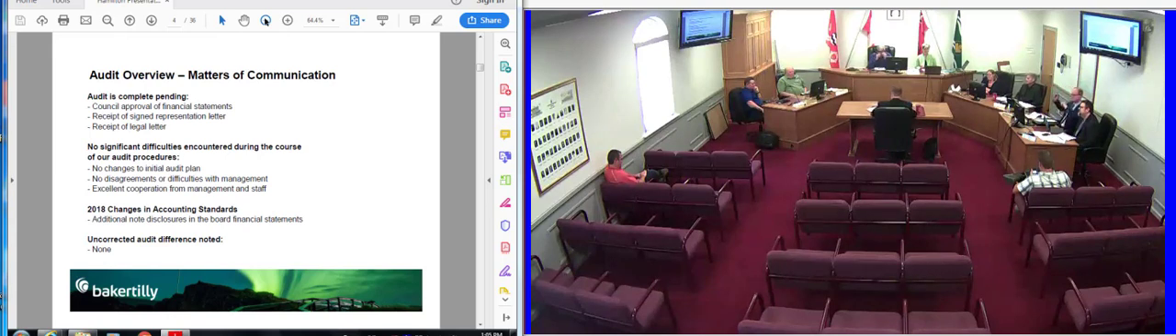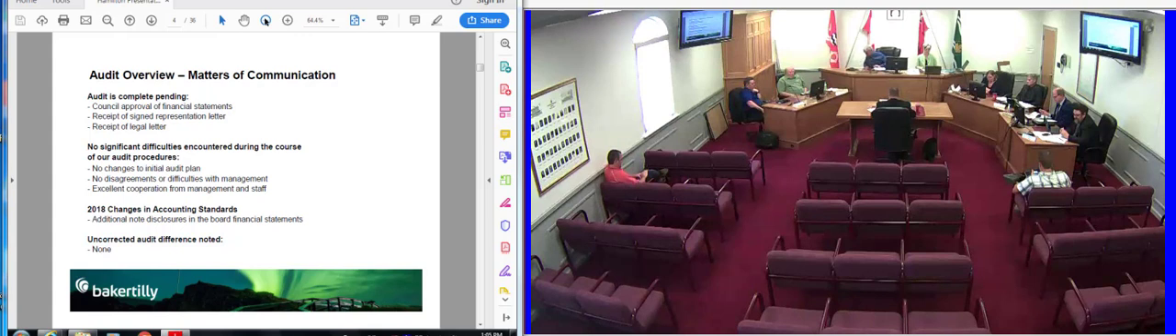And then just a quick update as to where we're at. In the audit process, the audit is complete pending council approval of the financial statements, receipt of the signed letter of representation that we have provided, and the receipt of the legal letter that we get from your solicitor. Overall, there were no significant difficulties encountered during the course of our audit, no changes to our initial audit plan or disagreements or difficulties with management and excellent cooperation from them.